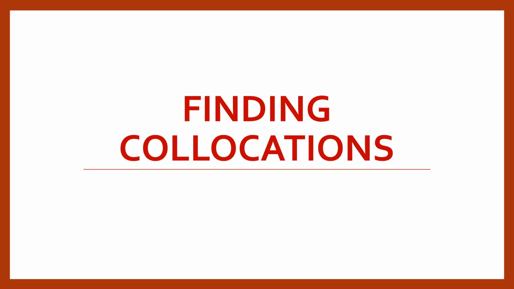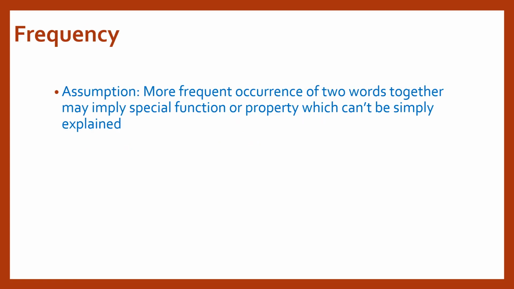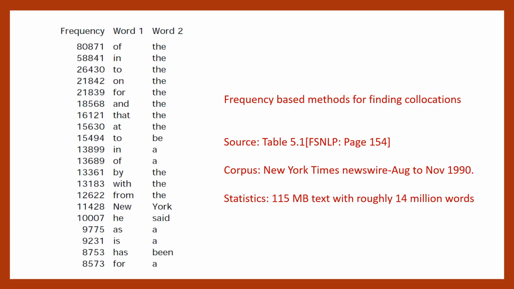So let's talk about a few methods. One of the very basic approaches is that you can look into the frequency of the two words or tokens which are occurring quite frequently. The assumption is that the more frequent occurrence of the two words together may imply a special function or property which can be simply explained.